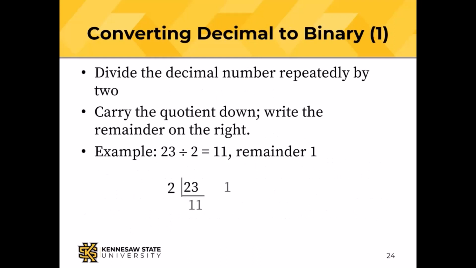All right, how do I convert decimal to binary? I'm going to do repeated division by 2. Okay, I'm going to carry the quotient down, write the remainder on the right, and then do that over and over again. So if I'm going to convert 23 decimal to binary, 23 divided by 2 is 11 with a remainder of 1.